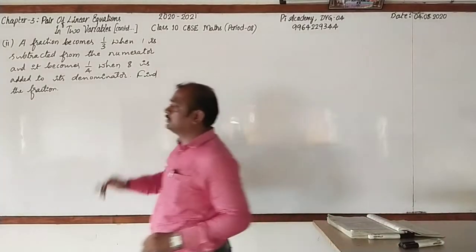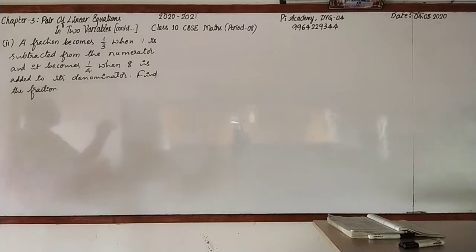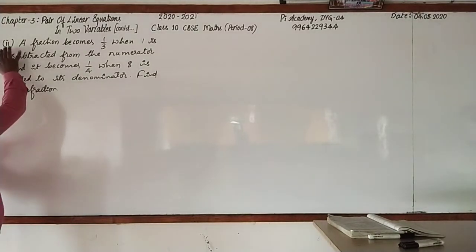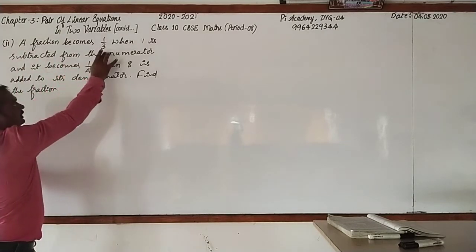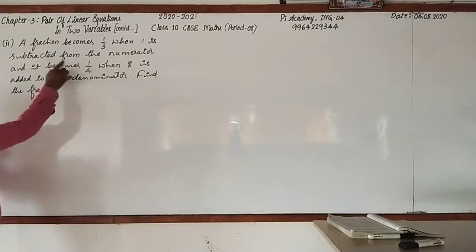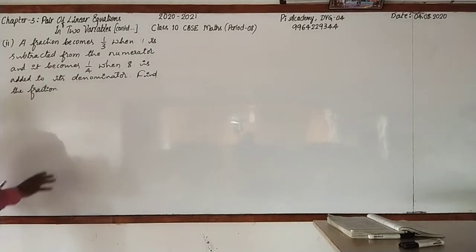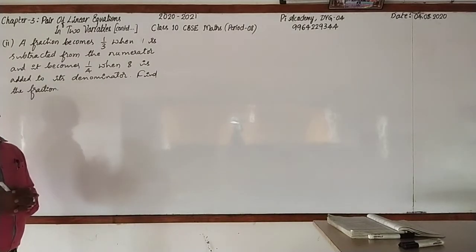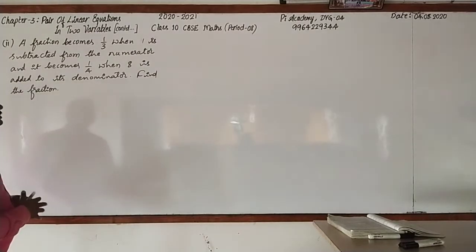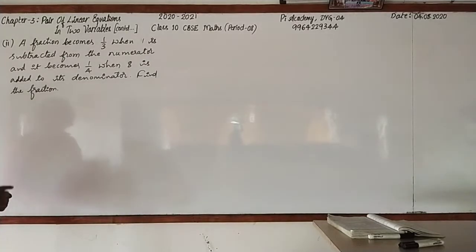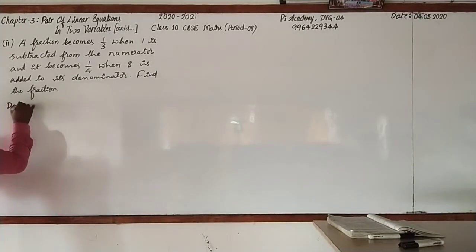Now let's move on to the second statement. Please go through that and write with me after reading. A fraction becomes 1 by 3 when 1 is subtracted from the numerator, and it becomes 1 by 4 when 8 is added to its denominator. Find the fraction. Okay. You can just copy by pausing the video. Hope that you have finished, and please start writing with me.